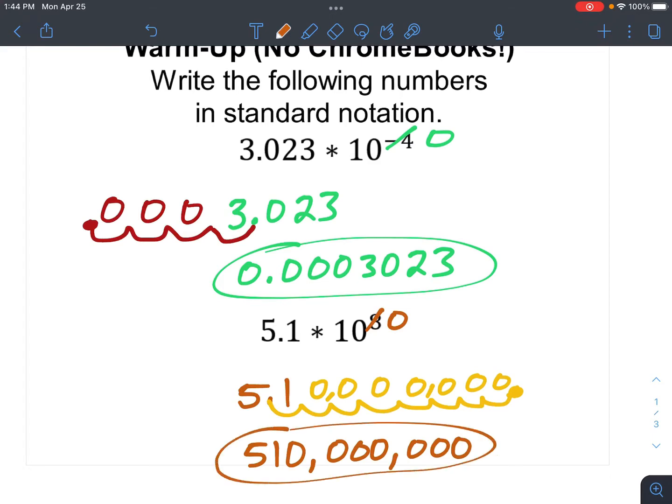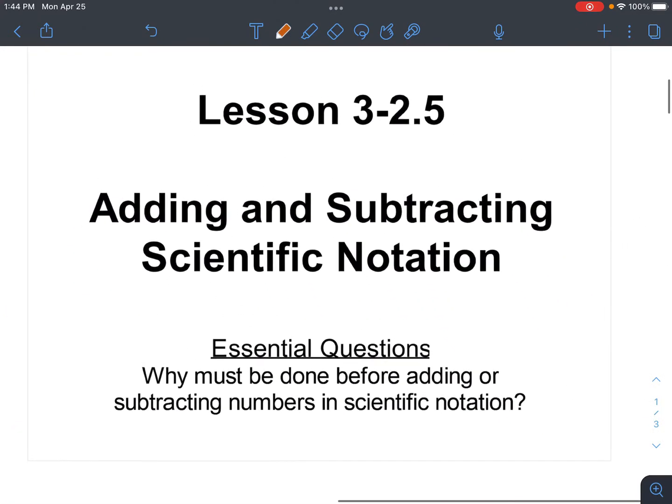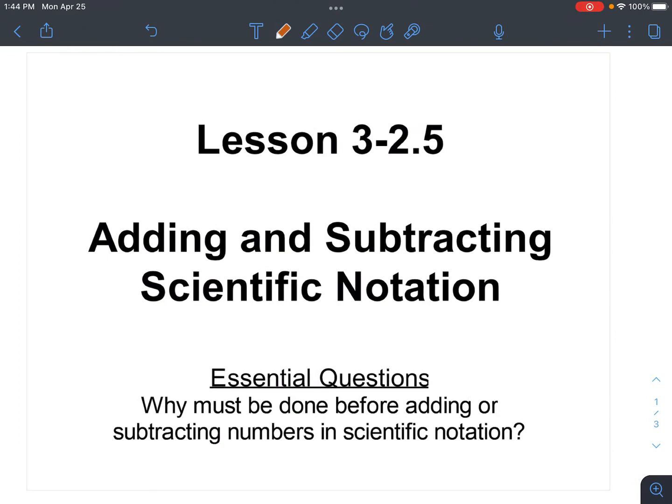Awesome. So I know it's been a while. It's been like 2 weeks since we started scientific notation, and we've really only learned 1 or 2 things. So what we're going to do today is learn how to add and subtract scientific notation. This might have shown up on the MCAs, I'm not sure, but now you will officially know how to do it.